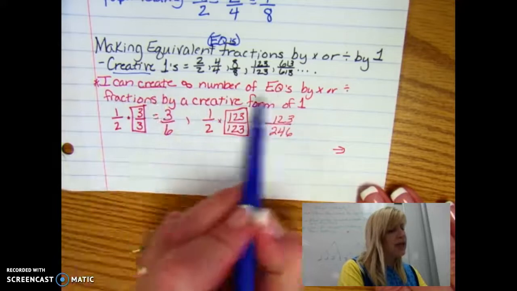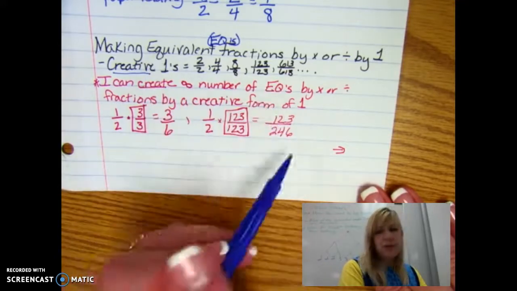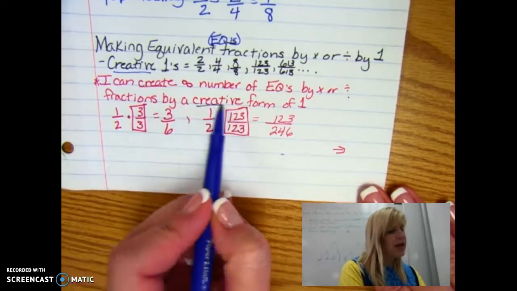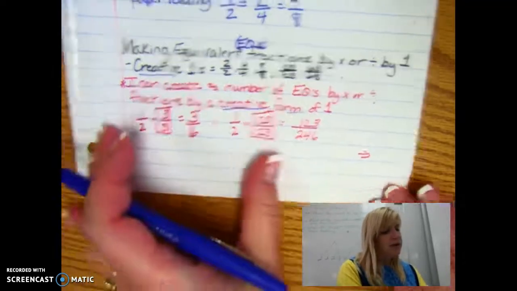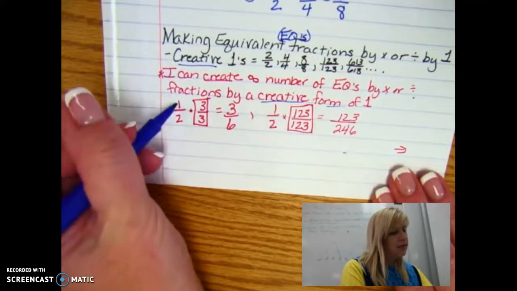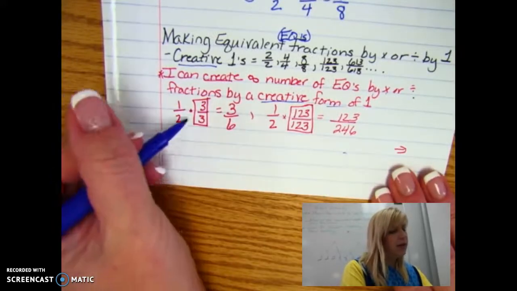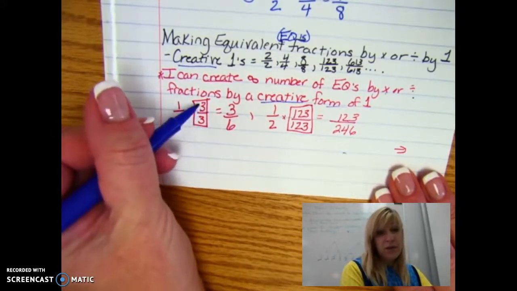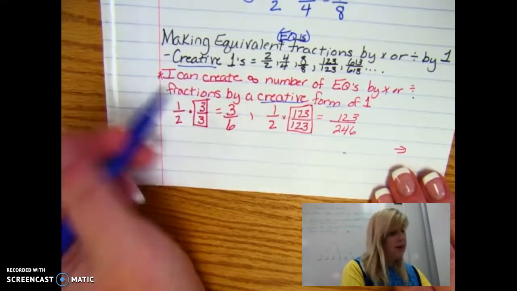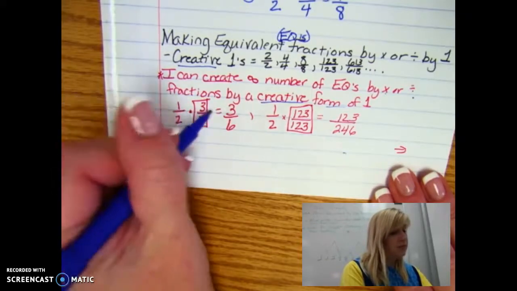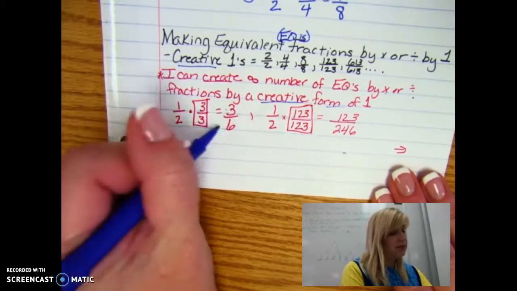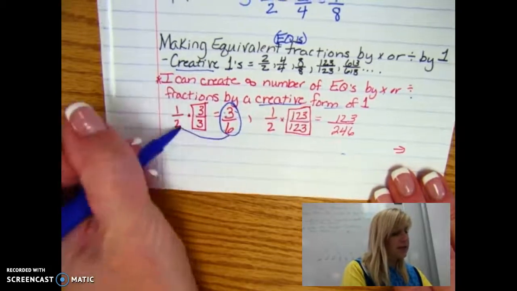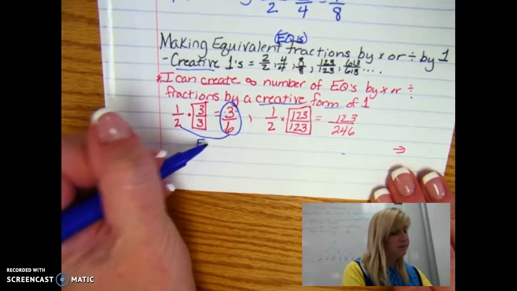So I can create an infinite number of equivalent fractions by multiplying or dividing fractions by a creative form of 1. So let's say that I want to take 1/2 and I want to multiply it by 1, or in my case I said I want to multiply it by 3 over 3. Well, if I go straight across, 1 times 3 is 3, 2 times 3 is 6, it's 3/6. These are equivalent.